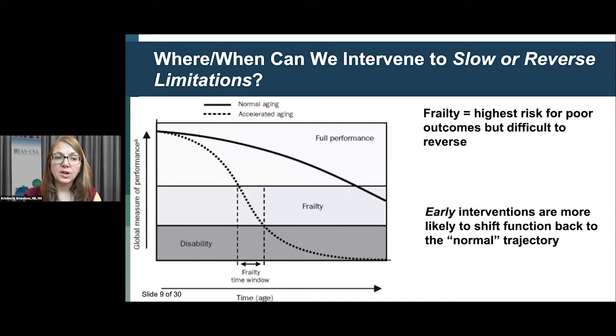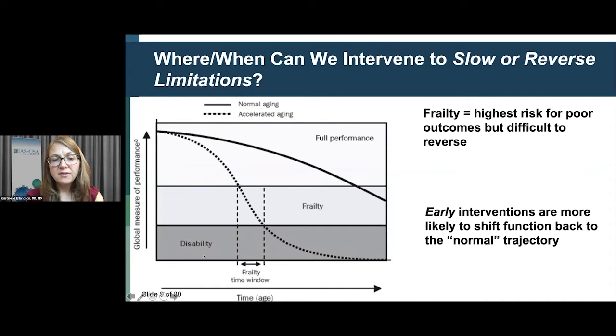The other thing to consider is how and when we might intervene for that individual. So someone with normal aging continues along at a fairly high rate of performance, as you can see in this solid black line, until they reach the last maybe decade of life, and they start to become somewhat frail. In contrast, someone with an accelerated aging process, such as what is proposed to happen with HIV, starts out at that same level of function, but has a more rapid decline in function, and then spends a good proportion of their life living with frailty and potentially even disability.